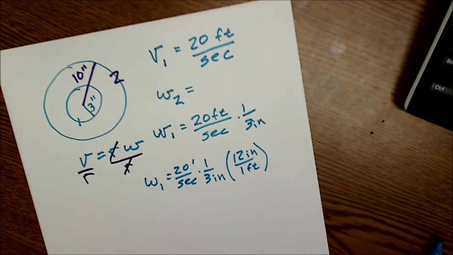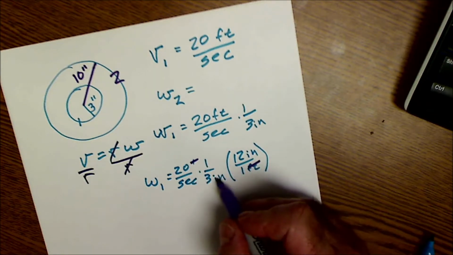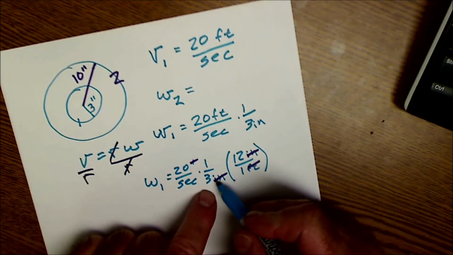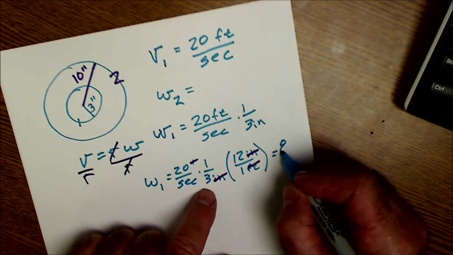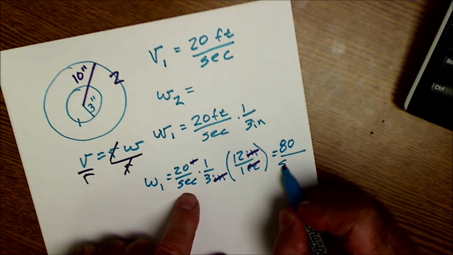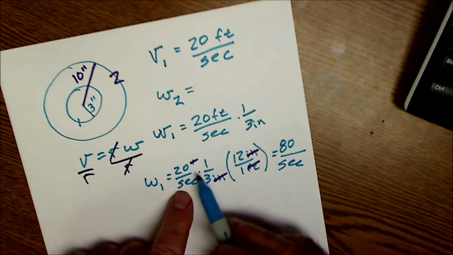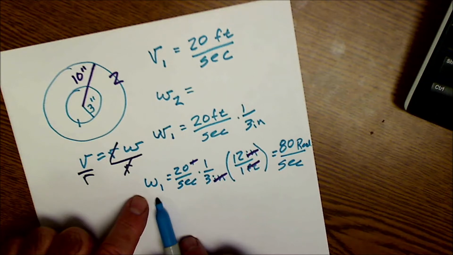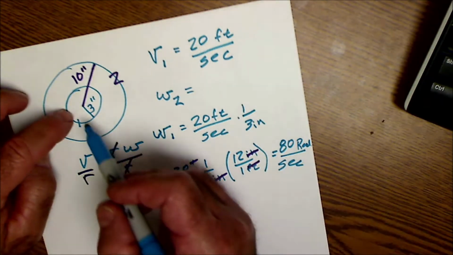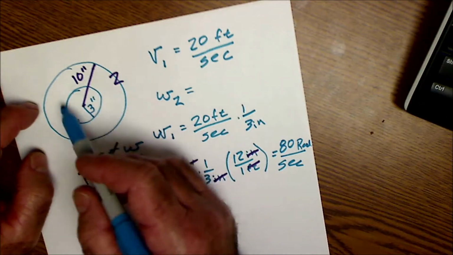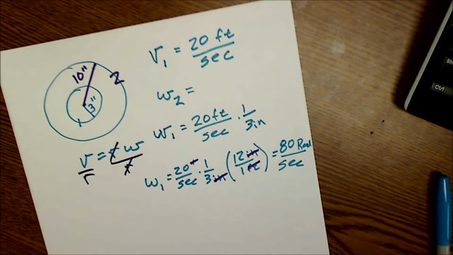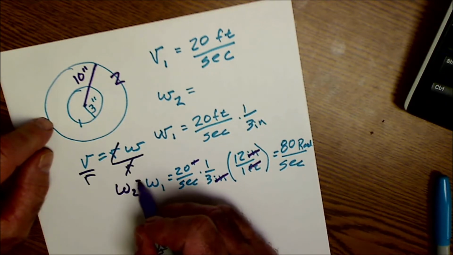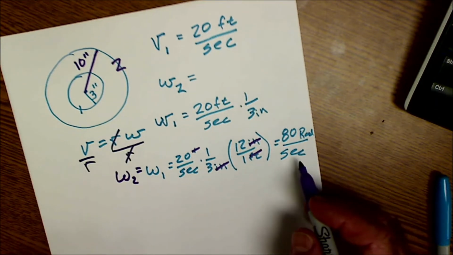So now I'm going to have my feet cancel with feet, my inches with inches, and I have 20 times 12 divided by 3, 80, no units in the numerator, over seconds. Since there are no units in the numerator, the only units I could put in are radians. So the angular velocity of gear 1 is 80 radians per second, but these two gears have the exact same axle, so they go around the same number of times. So if gear 1 has an angular velocity of 80 rads per second, gear 2 will also have an angular velocity of 80 rads per second.